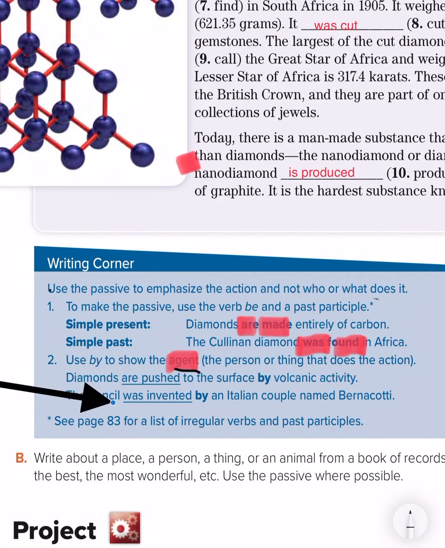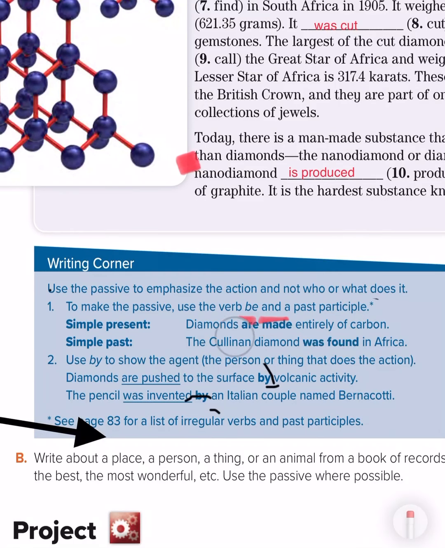The pencil was invented by... Look here. Who invented the pencil? An Italian couple named Pernicato or Pernicotti. Yes. Okay, so we use by to show the agent. Okay, to show the agent. Very good.